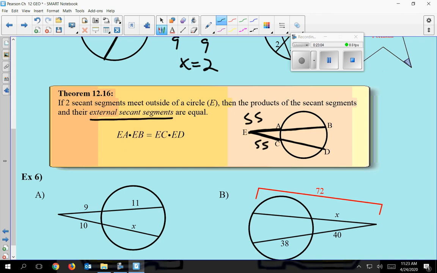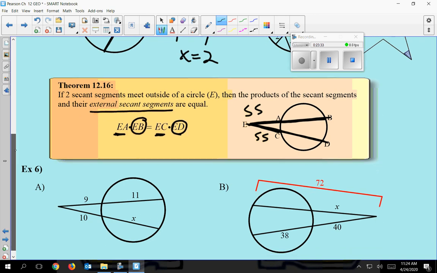And that's represented here in this formula, the two segments, using the same kind of formula we just did, but the outside pieces have to be used. And then EB here actually represents the whole thing, and ED here actually represents the whole thing. So you need the outside piece times the whole thing, equal to the outside piece times the whole thing.